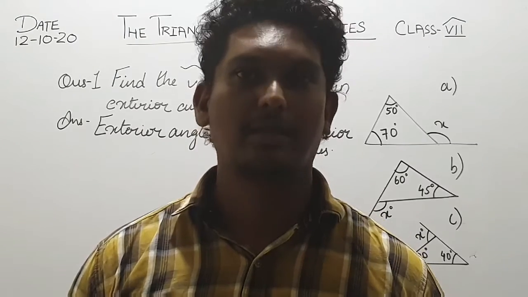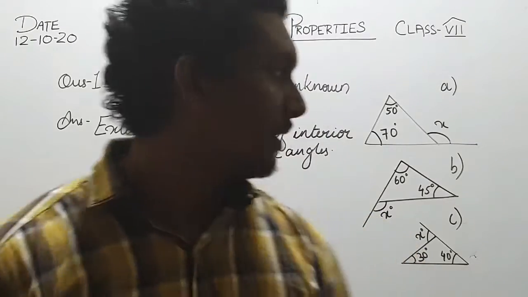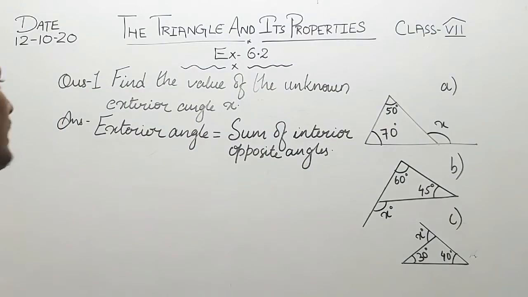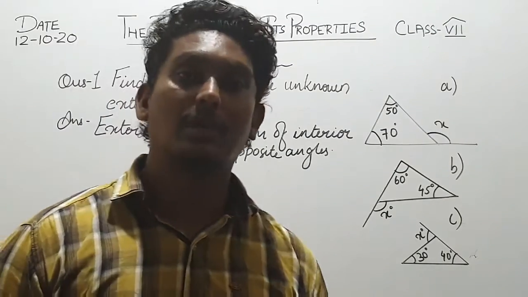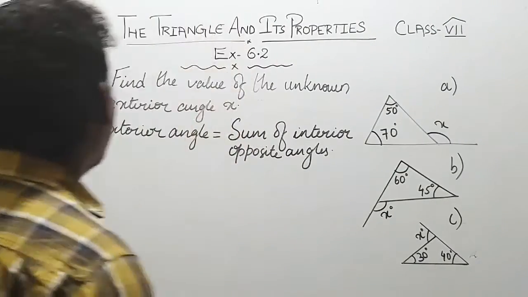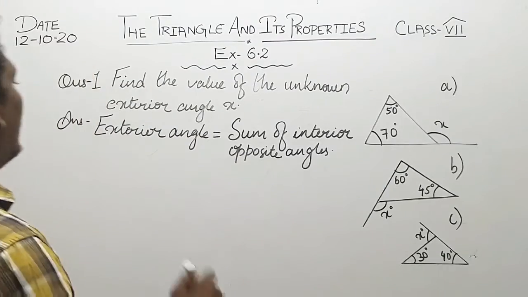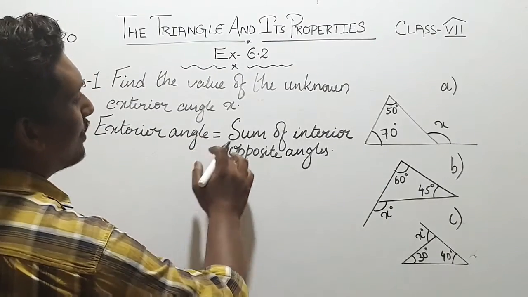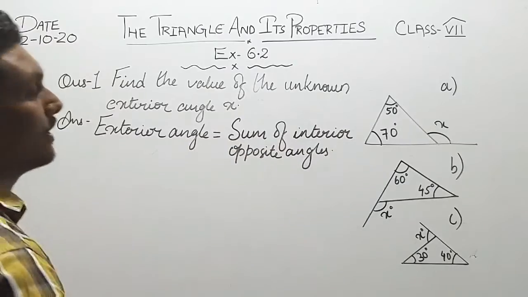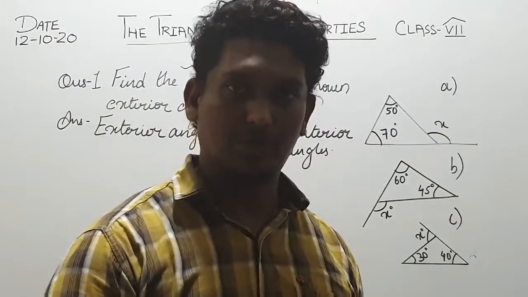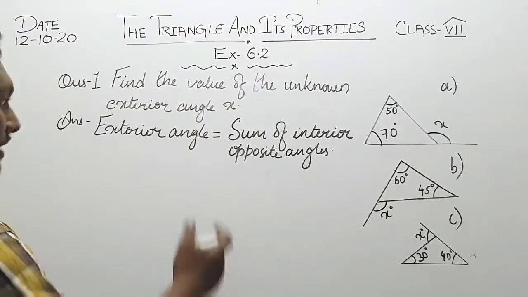Come to the next exercise, that is 6.2. Here we have to find the value of the exterior angle, that is given as x. There is one formula: exterior angle is equal to the sum of the interior opposite angles. In every question we have to write this.